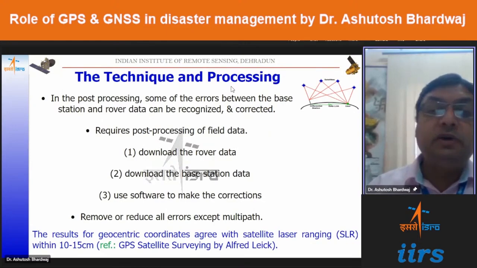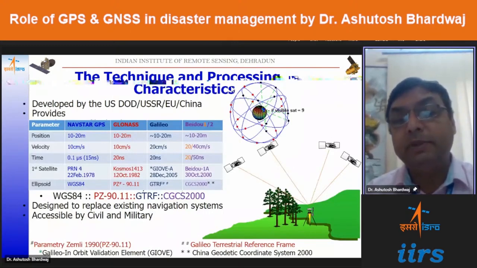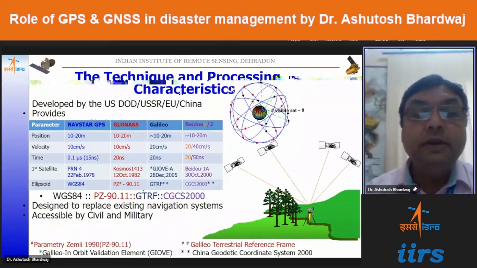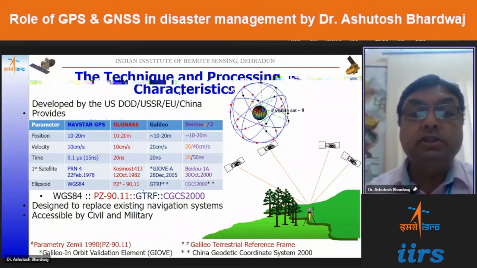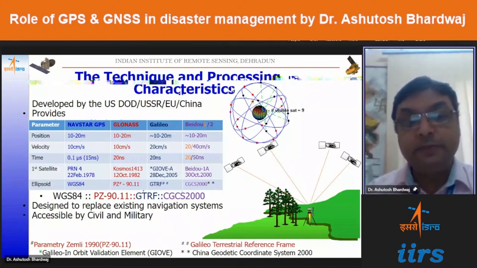Very user-friendly software is available nowadays. In the post-processing case, we simply have to download the rover data and the base station data, and we can process the baselines, which will provide us the coordinates of the rover stations. That way we can compute the GCPs.